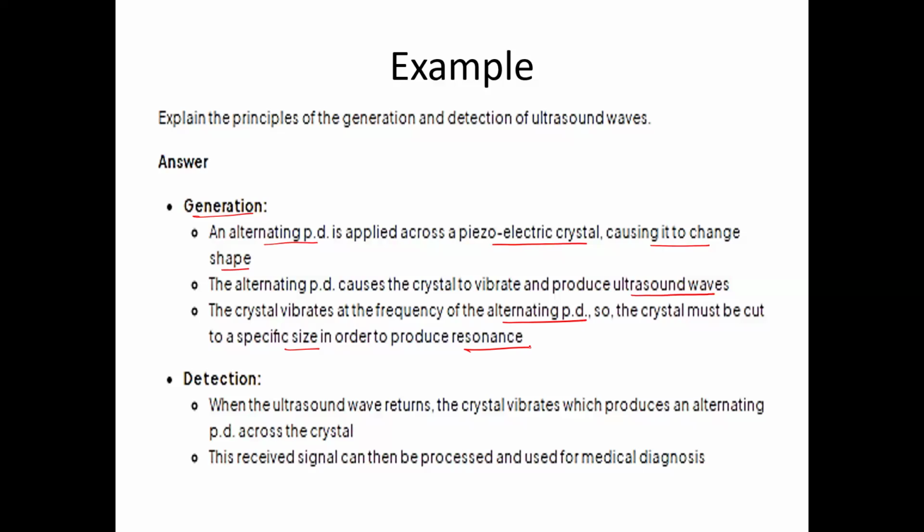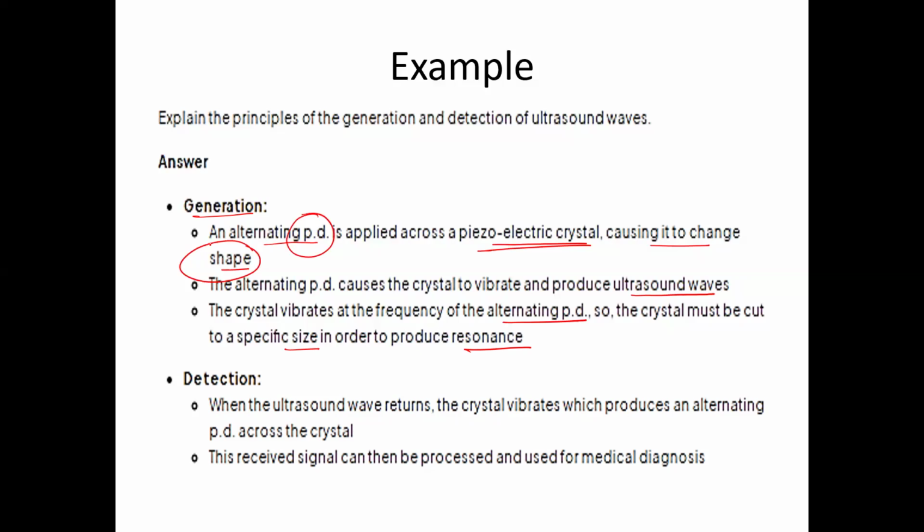So you have to explain the principle of the generation and detection of the ultrasound waves. Let me explain it again. How are we going to generate the ultrasounds? While generating the ultrasound, an alternating voltage is going to be applied across the piezoelectric crystal, and it is going to create a change in the shape. The alternating potential difference will cause the crystal to vibrate and produce the ultrasound waves.